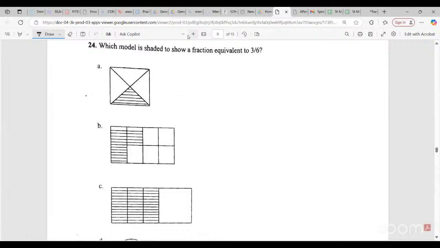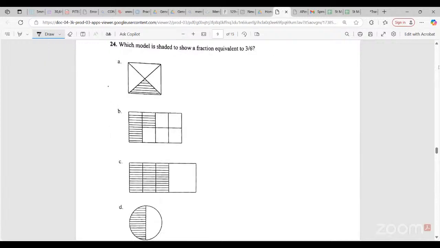All right, let's look at this one. It said, which model is shaded to show a fraction equivalent to 3 out of 6? I'm going to show you D shortly. Which model is shaded to show a fraction equivalent to 3 over 6? Let me make it smaller so the YouTubers can see too.